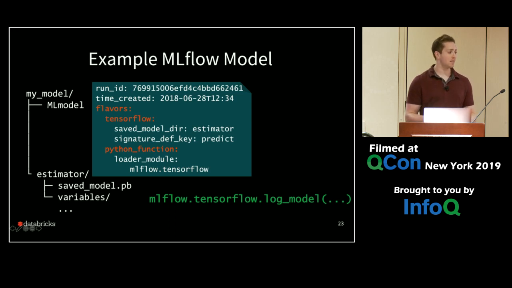A flavor is a language and tool-specific representation of an MLflow model. In this example, we have two flavors that have been bundled with the model. We have the TensorFlow flavor, and we have the Python function flavor. With the TensorFlow flavor, the MLflow model can be loaded as a native TensorFlow object, for example, a tf.estimator instance or a tf graph. And this makes it usable with any TensorFlow API for evaluation or continued training.